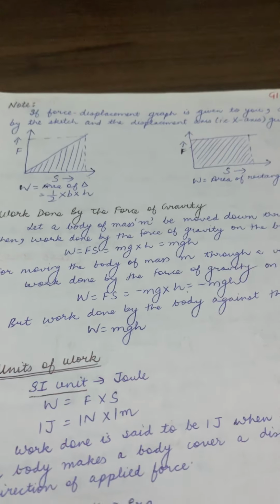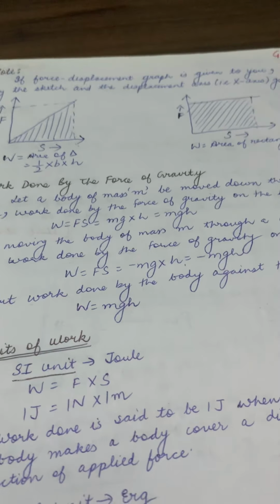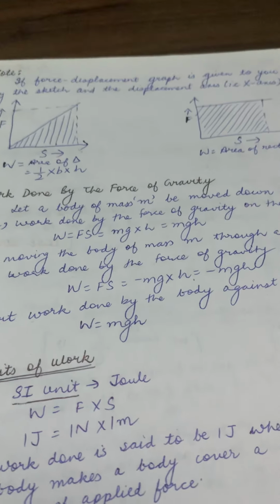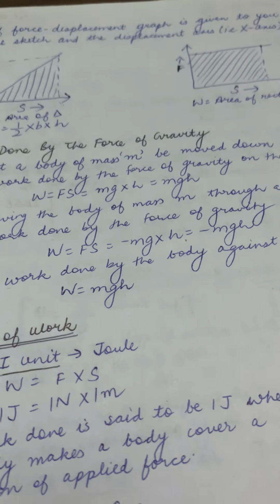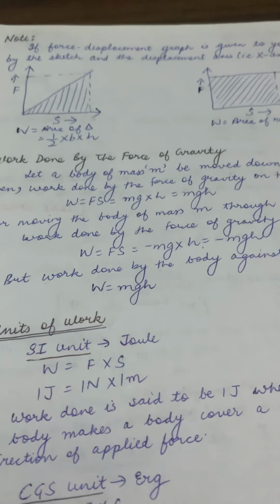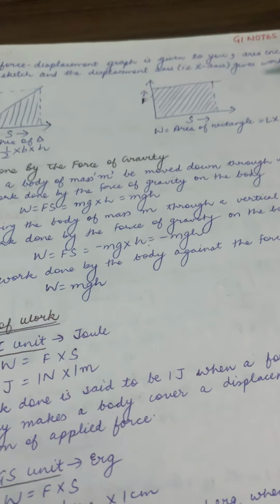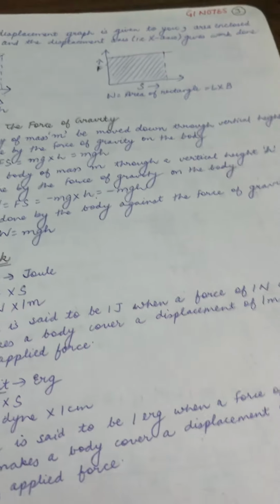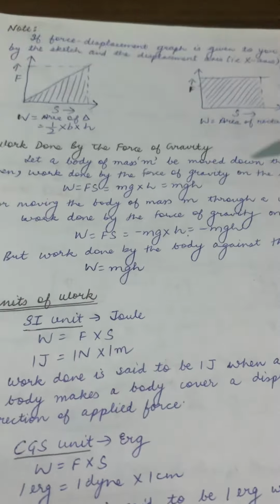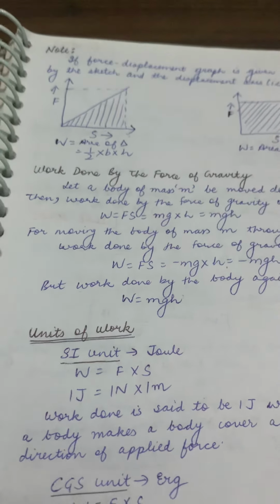But now I'm going to move opposite. Let a body of mass m is moving up, that is against the gravity. So what will be the work done by force of gravity now? It will be minus mg into h, because g will be negative here. But remember, that is your work done by the force of gravity on the body, but the work done by the body against the force of gravity will be again W is equals to positive mgh. On the basis of this, we'll have some numericals in the exercise.